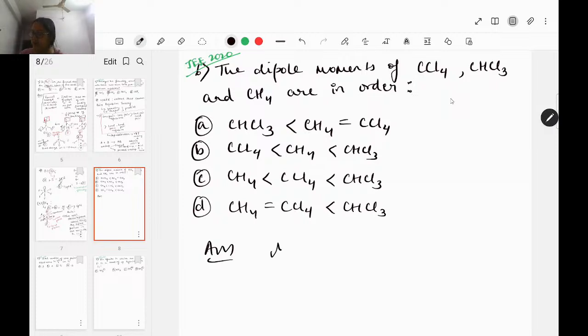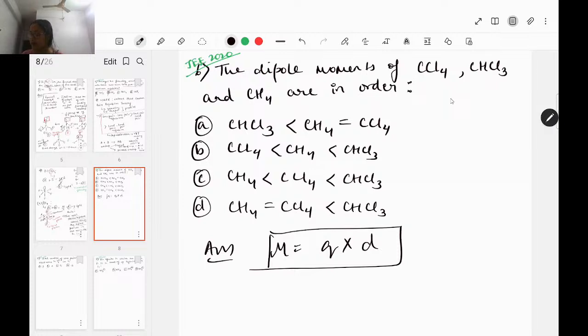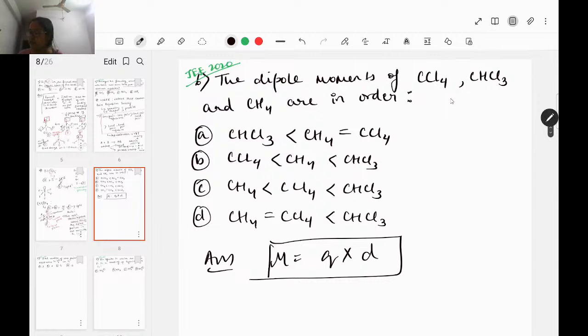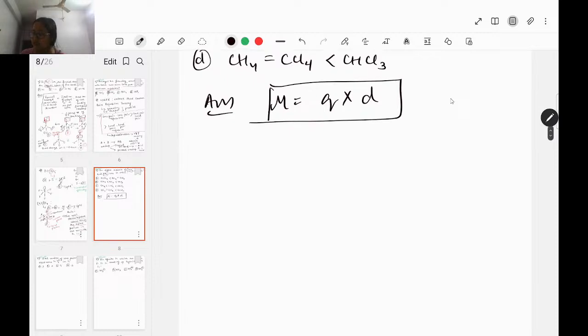We have to discuss what is dipole moment. Dipole moment is mu is equal to Q into D, or charge into distance, but we don't require this formula right now. We just need to understand how to identify the dipole moment. We have 3 molecules over here. We have CCl4, we have CHCl3 and we have CH4. So what to do over here?